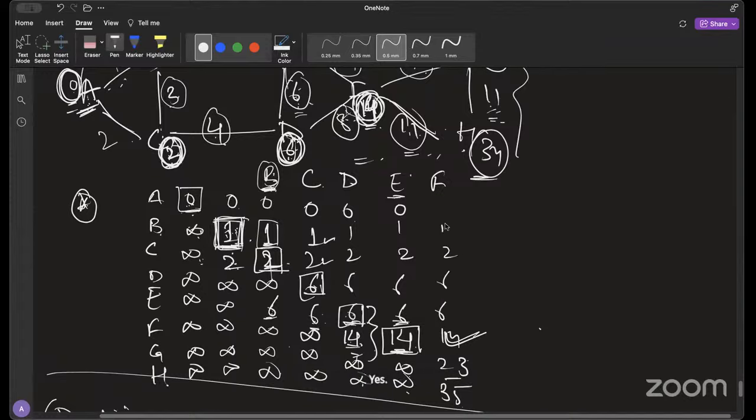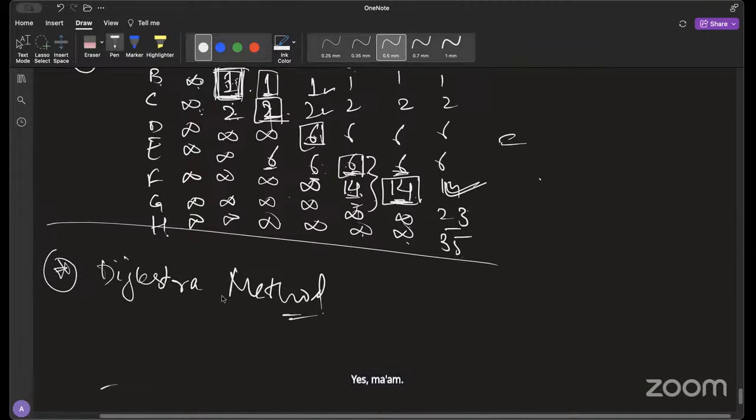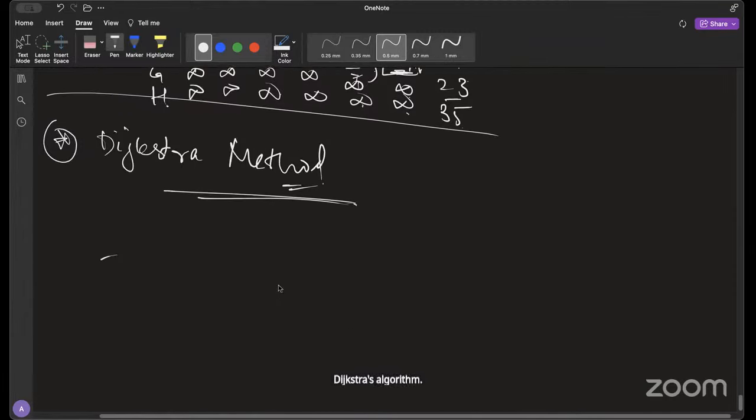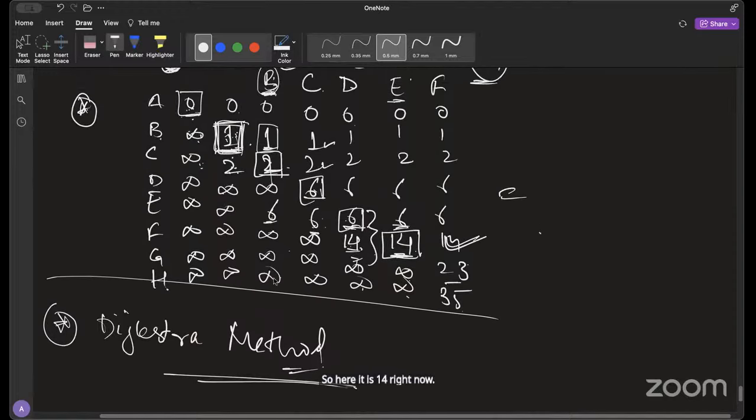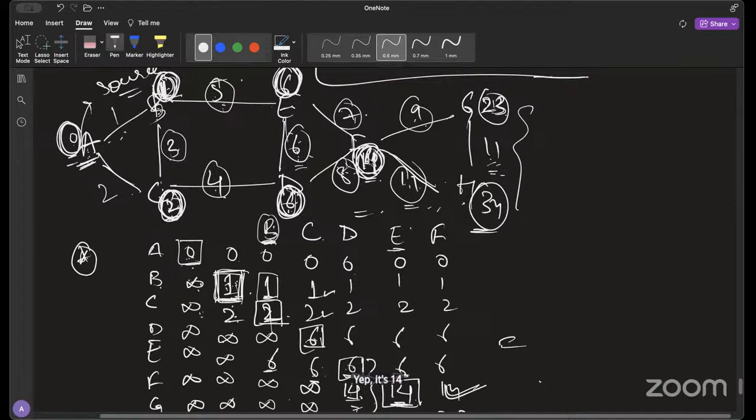Yes, ma'am. Okay. This is Dijkstra's algorithm for finding the shortest distance from a source vertex to every other vertex. So here it is 14, right, ma'am? Yep, it's 14 here. At F, it's 14. I just wanted these ones to be distinguished from these ones, so I just encircled it darker. This is 0, 1, 2, 6, 6, 14, 34, and 23.